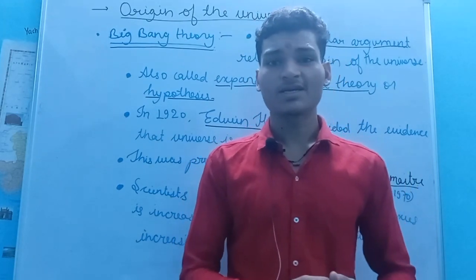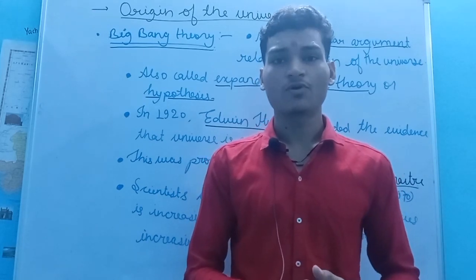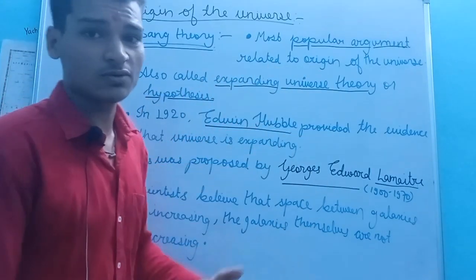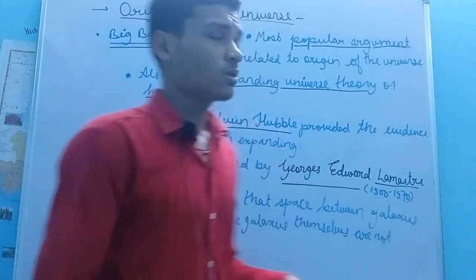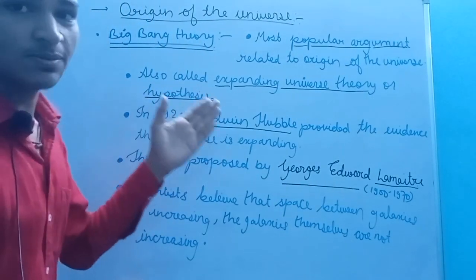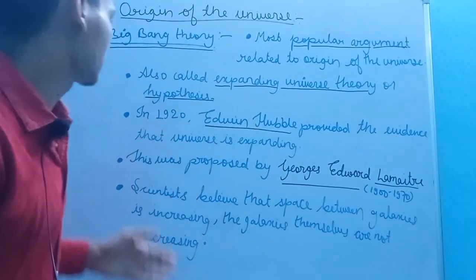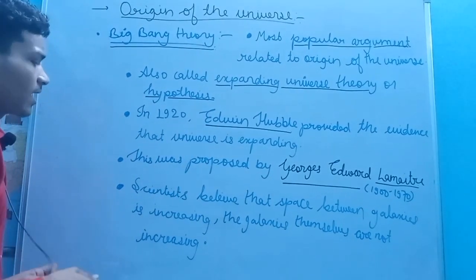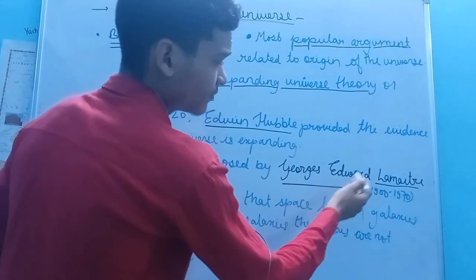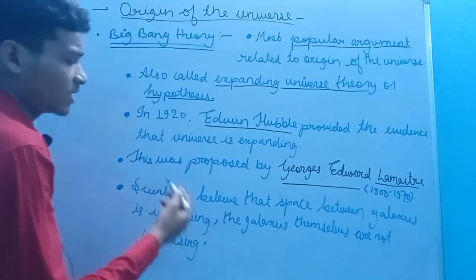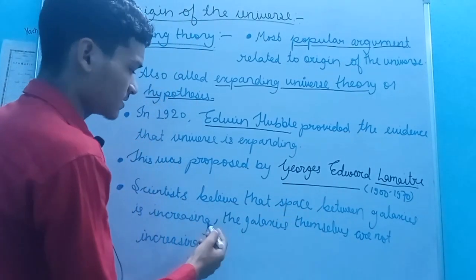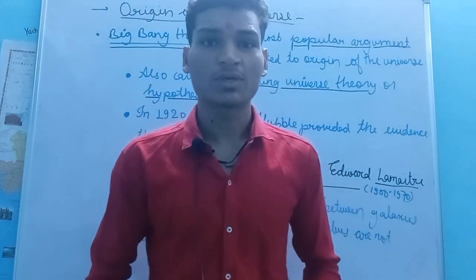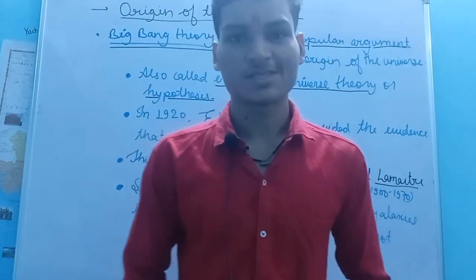I have already written them on the whiteboard, so note it down. The first point is the most popular argument related to the origin of the universe. This is one of the major notes. After that, it is also known as the expanding universe theory or hypothesis. In 1920, Edwin Hubble provided the evidence that the universe is expanding, and this was proposed by Georges Edward Lemaitre. Scientists believe that the space between the galaxies is increasing and the galaxies themselves are not increasing. So please note it down. I'm giving you 2 seconds, just take a screenshot of it.